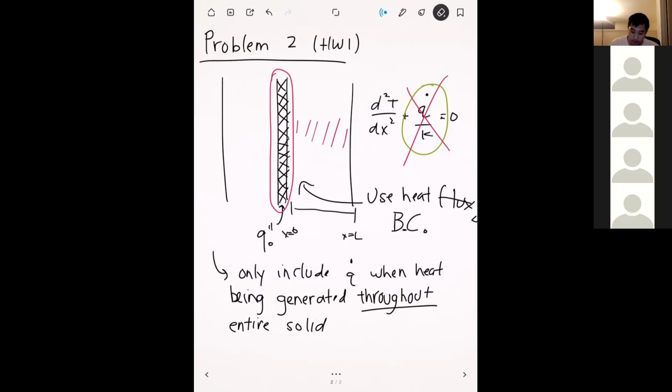Okay. And so if you want more details on how that's done, I did post the solutions for homework 1, so you can check out basically how I solved that. But when you're solving these ones, you really have to read the problem carefully and see if there's thermal energy being generated throughout the entire solid. That's the only time where you should include the Q dot. All right, any questions on that?